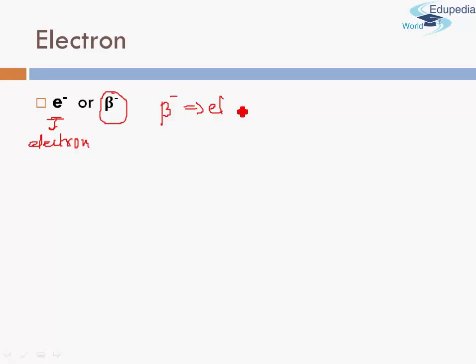This symbol is actually what you often use in nuclear physics. In nuclear physics and nuclear chemistry, electrons are often referred to as beta particles. Beta particles are nothing but electrons essentially, and they are represented by the symbol beta minus instead of e minus. So e minus or beta minus basically represents an electron.